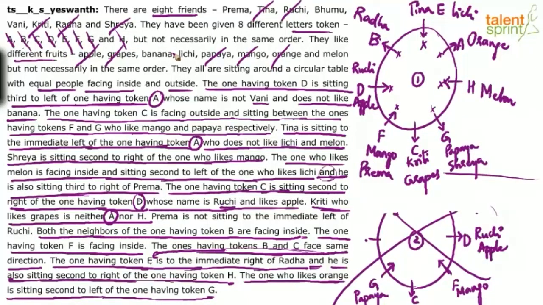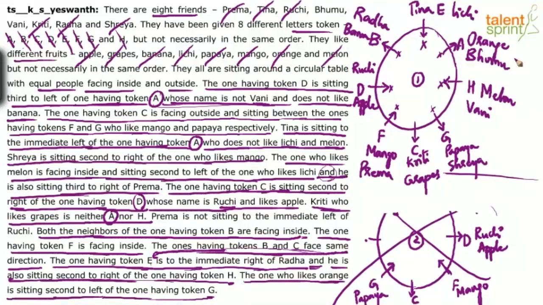Lychee and melon are marked. Only banana is left. Who will go for banana? Radha. So Radha likes banana. So I think fruits are done. With respect to persons who are left out, Vani, Prema and Bhumu. Prema is already marked. Vani and Bhumu have to come in these 2 positions. Remember, we knew that A's name is not Vani. So A cannot be Vani, which means H is Vani and A is Bhumu.